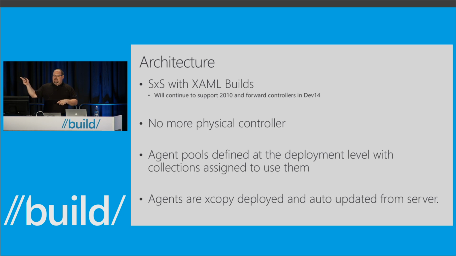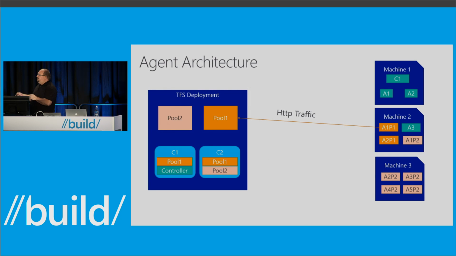And as I mentioned, the agents are Xcopy deployed and auto-updated from the server. So basically, there's a button on the admin page where you download the agent, you unzip the file, you run a PowerShell script to configure it, it's up and running, and from then on, it just auto-updates itself as the server updates. Here's a picture. It kind of looks like this. This is a really crazy one where I've got machines that I'm sharing. They work side by side. So I can have a machine with a XAML agent and controller running on it. I can add one of the new build agents to that same machine, no problem. There's no interaction. And so I have a lot of different capabilities there.